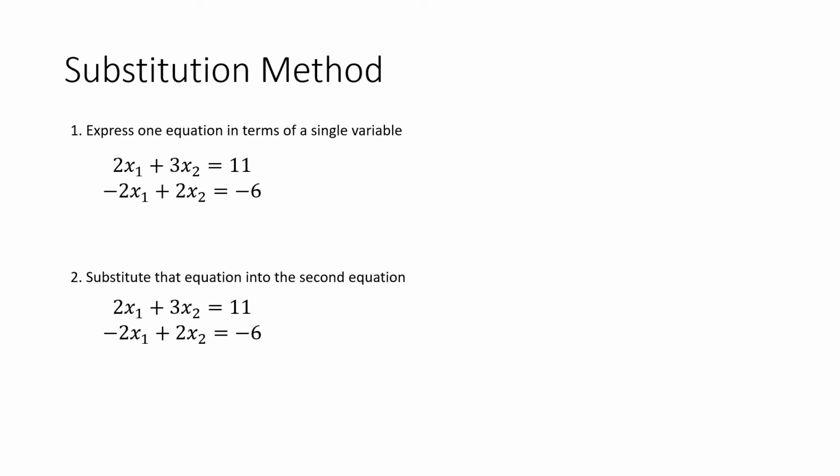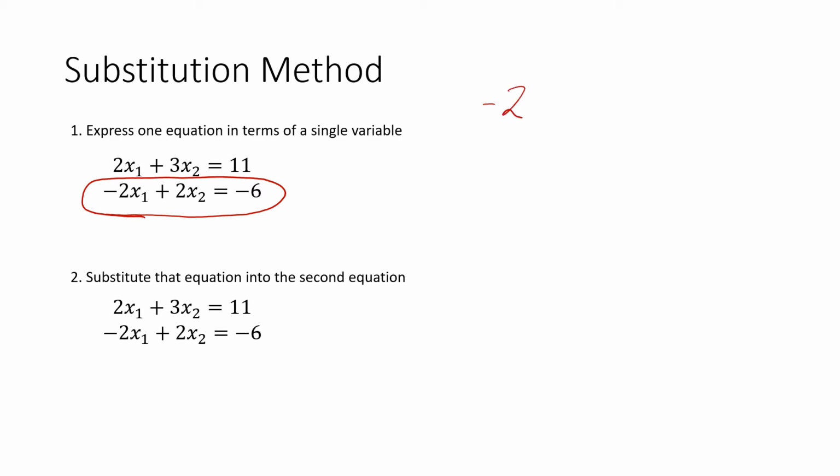Substitution method. The substitution method is where we take one equation, change it around a little bit so we have a variable equals something, and we plug it into the other one. So we're going to express one equation in terms of a single variable. I am going to choose this one just because it's going to be the most convenient. So I take that one.